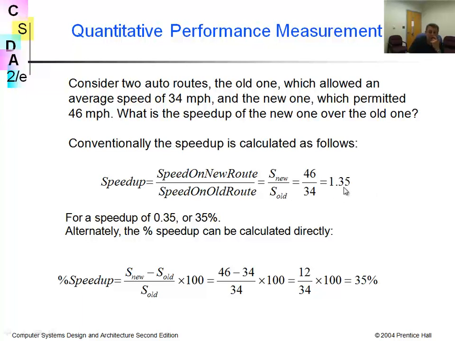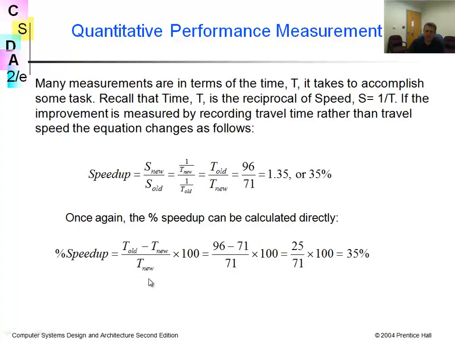But what we could do to get to that 35% directly, instead of reading it this way, we could say, okay, percent speed up is equal to S of new minus S of old divided by S of old, times 100. So 46 minus 34 divided by 34 times 100. That comes directly to 35%. And that shows the speed up.